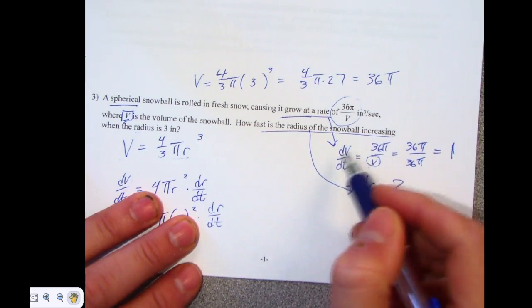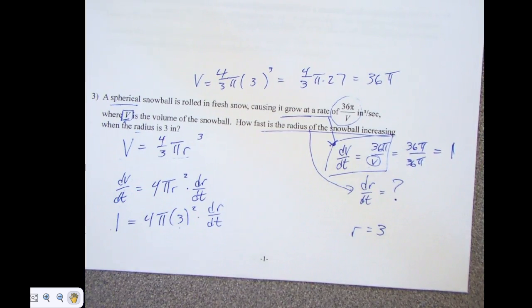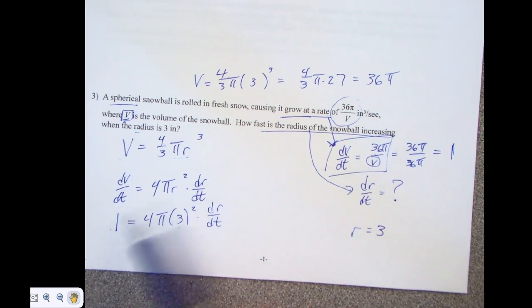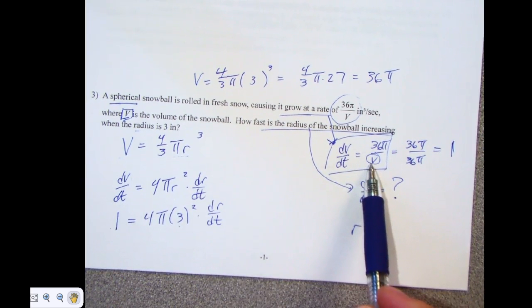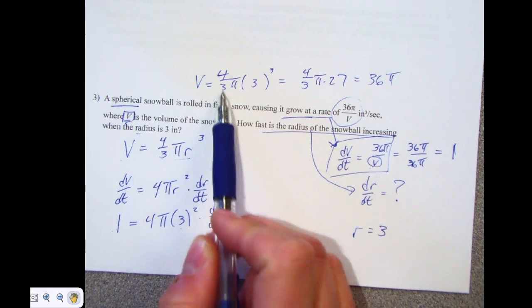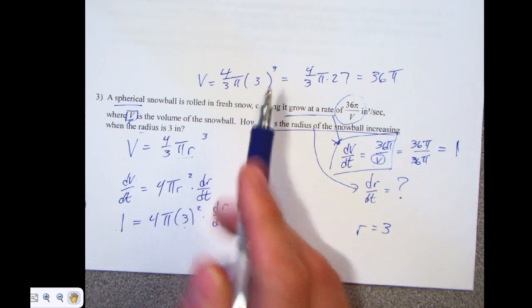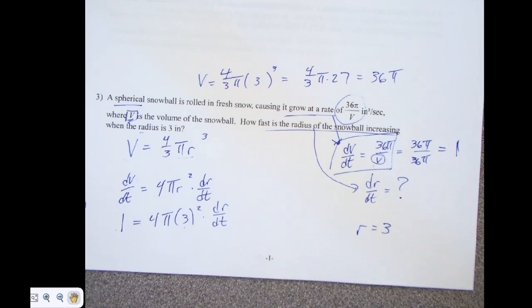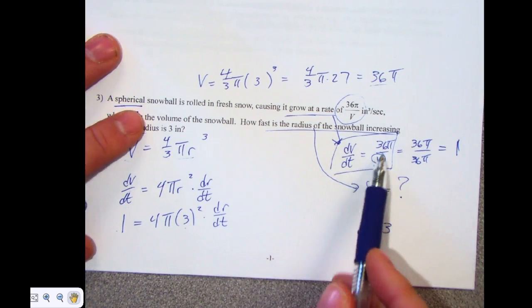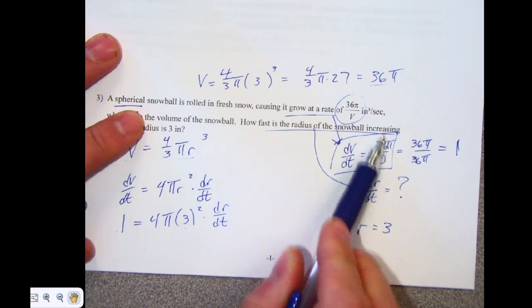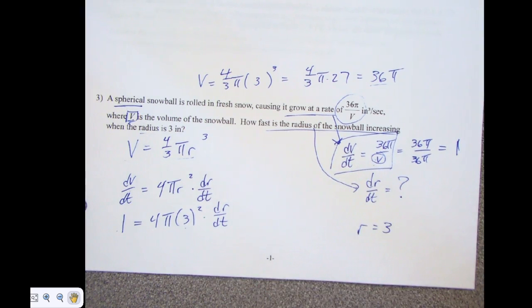dv over dt, they told me it was 36 over v. Agree? I don't want to put v in here because that's a variable, so I'm going to figure out what v is and then divide it out. Well, the volume of the sphere, like we said, is 4/3 pi r cubed. They told me r was 3, so I'm plugging in 3 to figure out what the volume is right now. And that came up to 36 pi, so if I stick that back in place of v, 36 pi over 36 pi is 1. Are you with me?